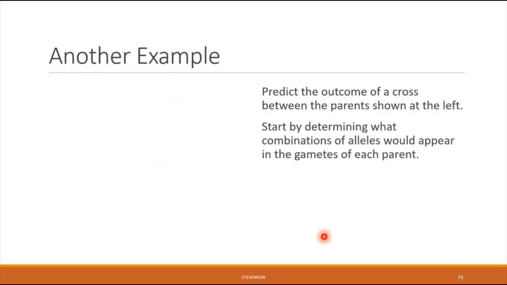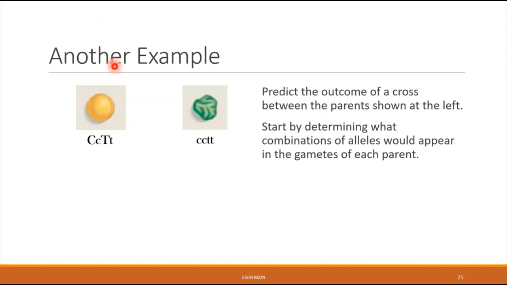Let's take a look at another example of a cross that Mendel also did. Mendel took the F1 plant and he crossed it with a true breeding recessive plant for both the color and the texture traits. Let's say we want to predict the outcome of a cross between these two parents. We want to start by determining what we would see in their gametes, what we would find in their pollen and their ova. One of these parents is easier to determine this for than the other. But let's start with the more complex parent.